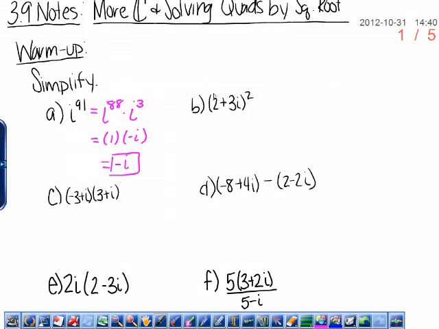Okay, B, you should have gotten negative 5 plus 12i. Any questions on that one? You have to put it like that. It's got to be in this order. It can't be 12 minus 5i. You've got to put the real part, then the imaginary part. Okay, C is negative 10.